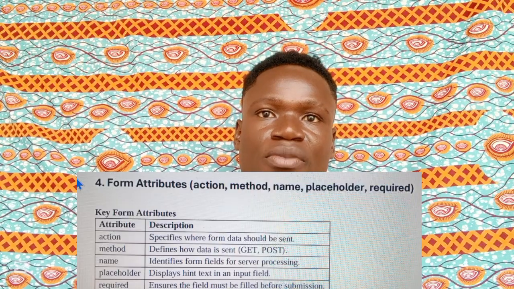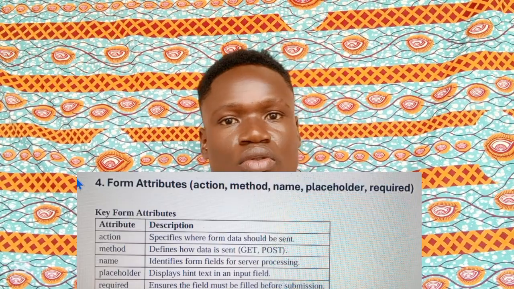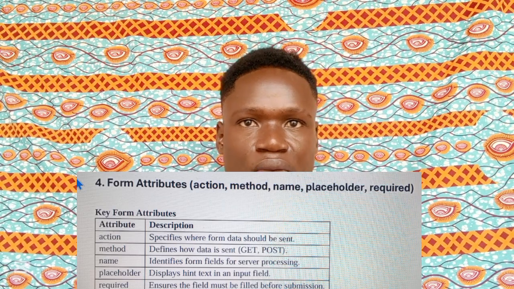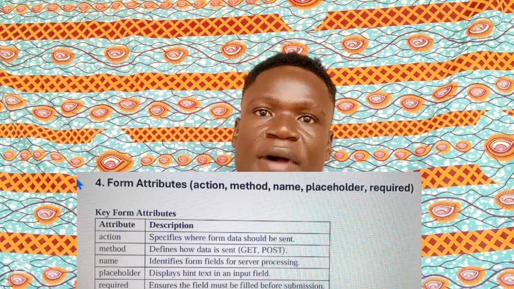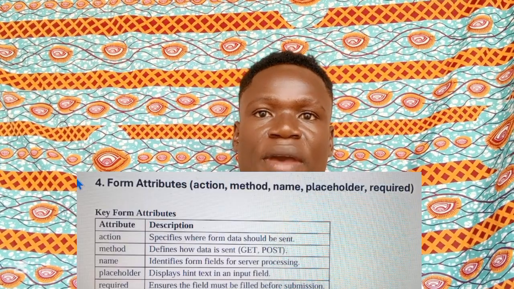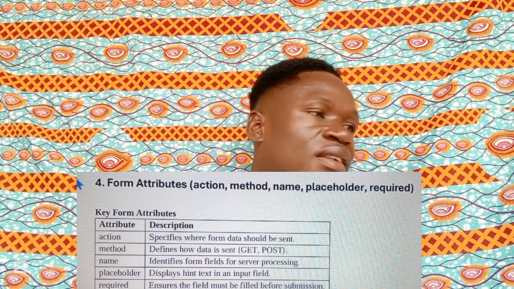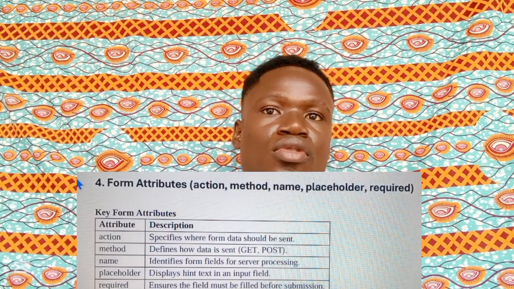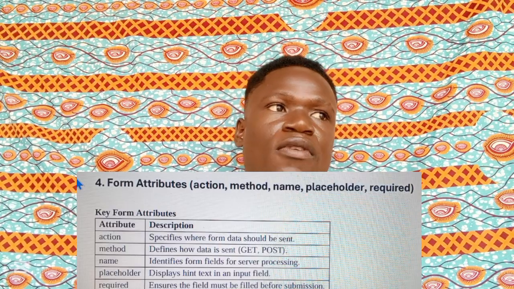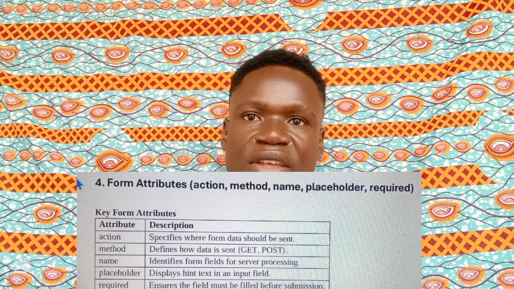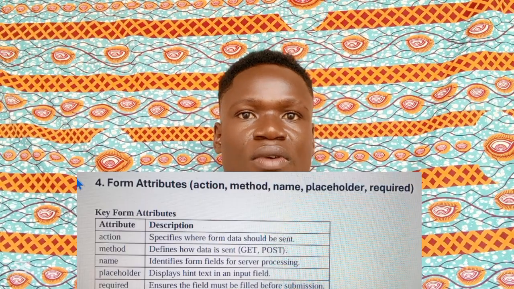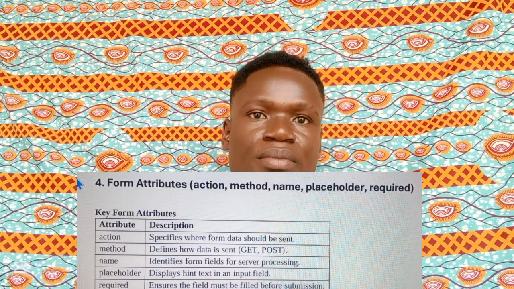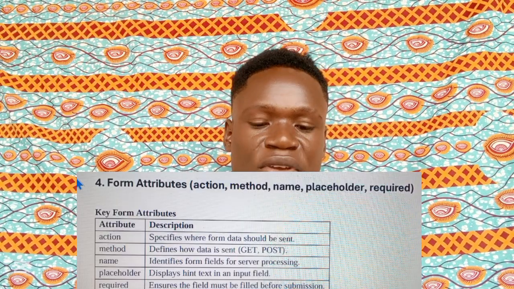Let's look at form attributes. The attributes including the action, the method, the name, the placeholder, and required. The action specifies where the form data should be sent. The method defines how the data is sent, whether it's a GET or it's a POST. The name identifies the form field for server processing. A placeholder displays a hint text in an input field. So required ensures the field must be filled before submission.